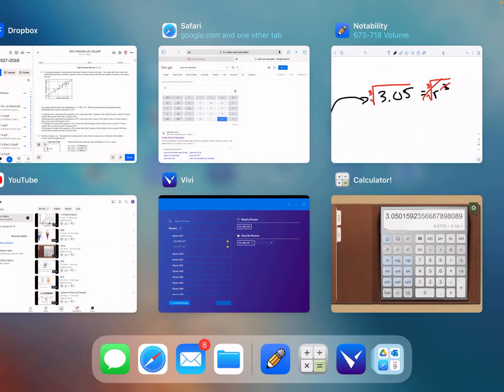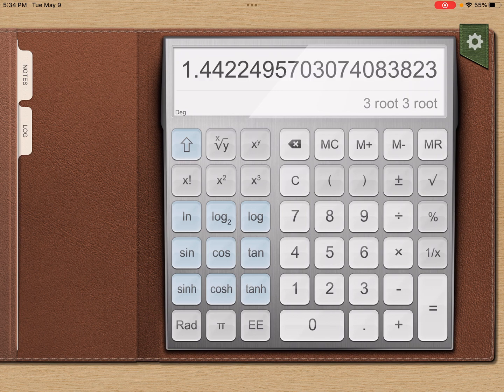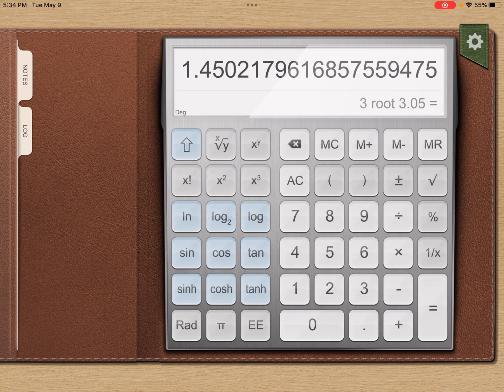So how I do that on the calculator here, I press the 3. I press this button, second from the top left, right here. Let me clear that. 3. Oops. Cube root of 3.05. Enter. This is about 1.45. 1.45.